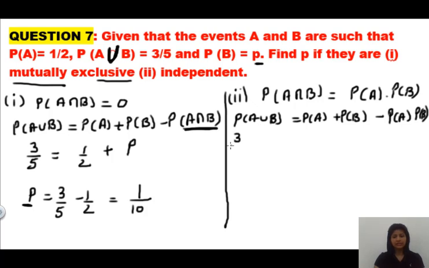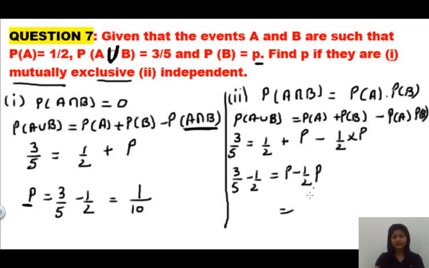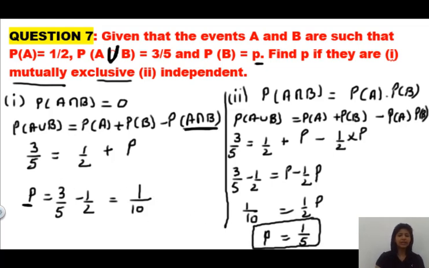A union B is 3 by 5. P of A is 1 by 2. P of B is P, minus 1 by 2 into P. So solving it now, this is P minus half of P, which is half of P itself. And here it is 1 by 10 when you solve. So P will be 1 by 5 in the second case. So the value of P is different if we change the condition of the events to be mutually exclusive or independent.